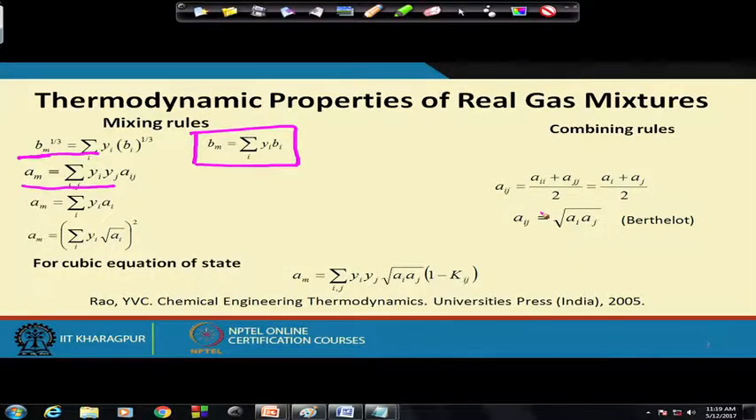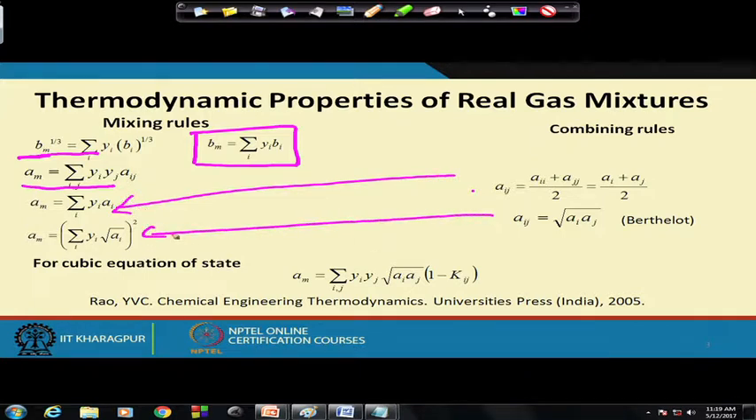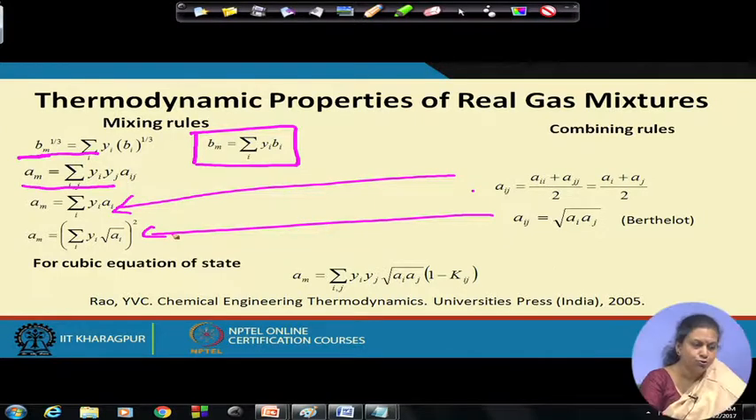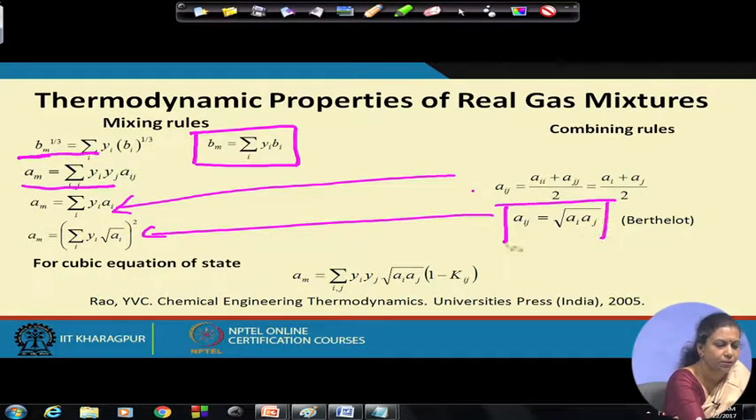Now, usually the combining rule which we use for A is either to assume that it is an arithmetic mean of the component A's or to assume that it is a geometric mean of the component A's. When we assume the arithmetic mean, we come across this particular equation, and when we use the geometric mean, we come across this particular equation. Usually the trend is to assume the geometric mean.